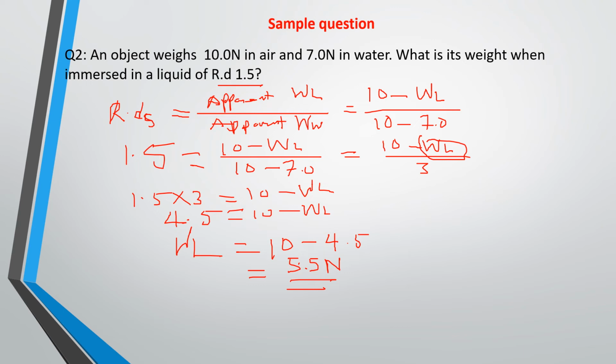5.5 Newton. So this is also another way of using these equations to solve problems that have to do with relative density and upthrust. So you can see how upthrust and relative density are related. Okay, I hope you are following. So let's take another question.